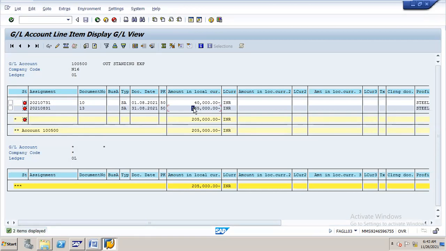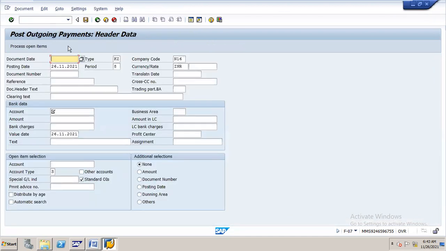Yes, 1,65,000 rupees comes under open item. Okay, so next I have to make the payment, right? F-07. So, September, okay? September. Change the document type as SCA. We are using this transaction code for GL purpose.